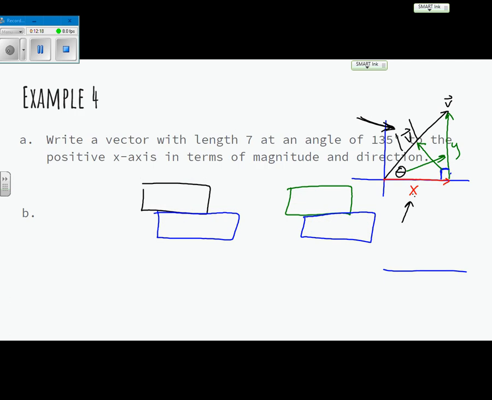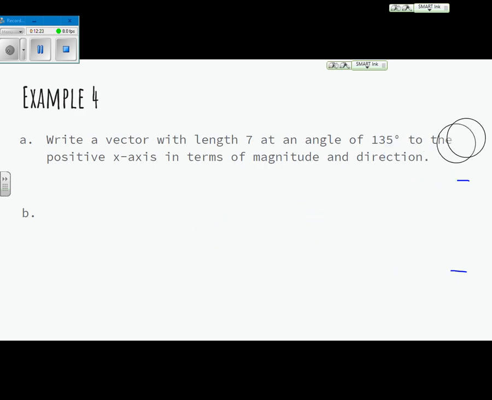So let's try this. I erased part B. We'll just make one up because you know good and well in my class that always works out well. But let's just draw this so it halfway makes sense to us. Okay, so I've got a vector that is pointing away from the positive x-axis at an angle of 135 degrees. Okay? And so that's all the way around this way. And it has a length of 7.